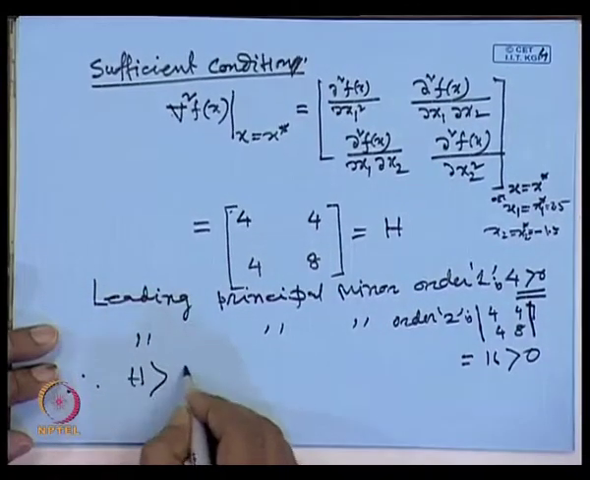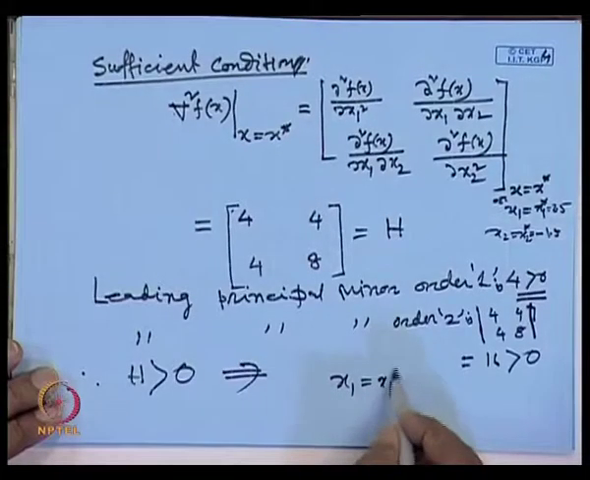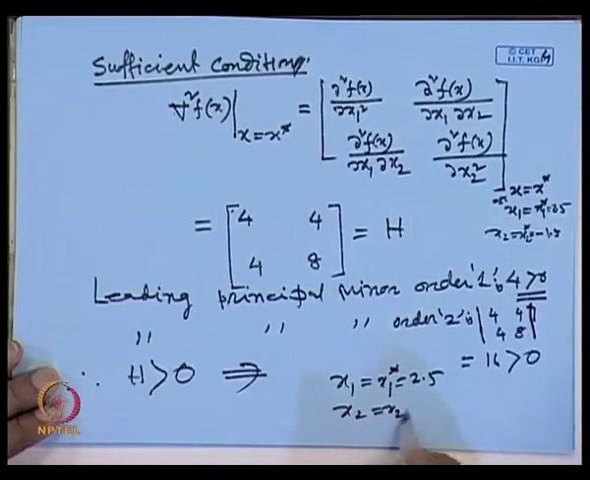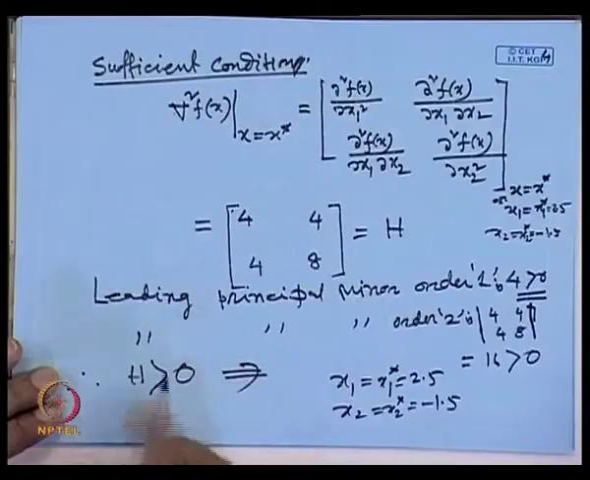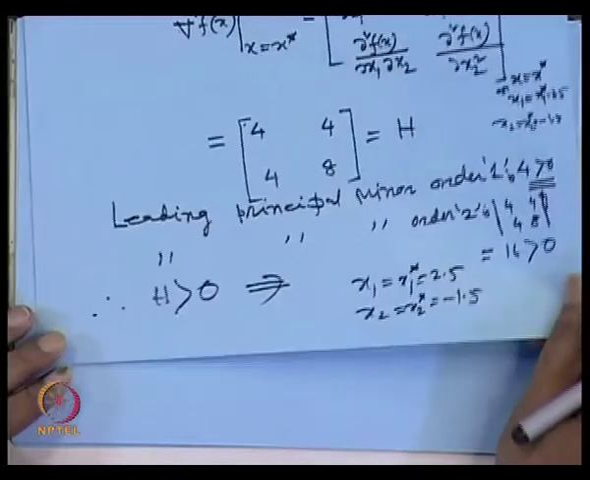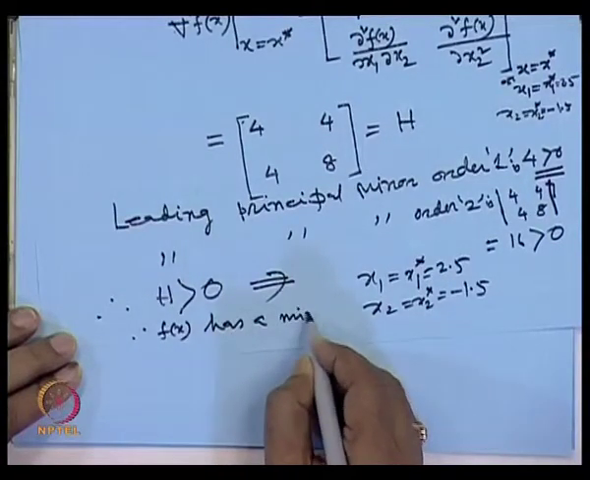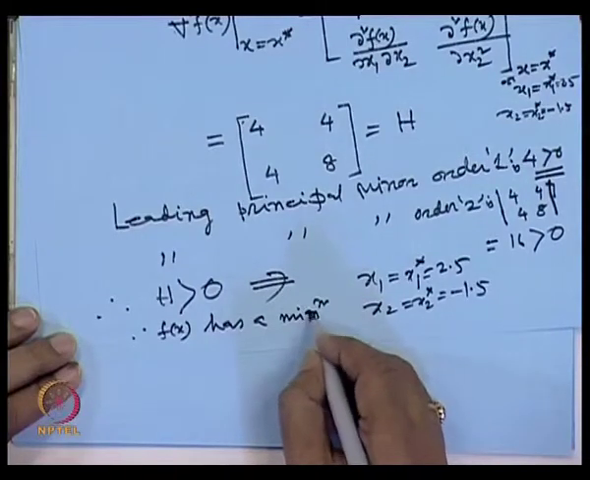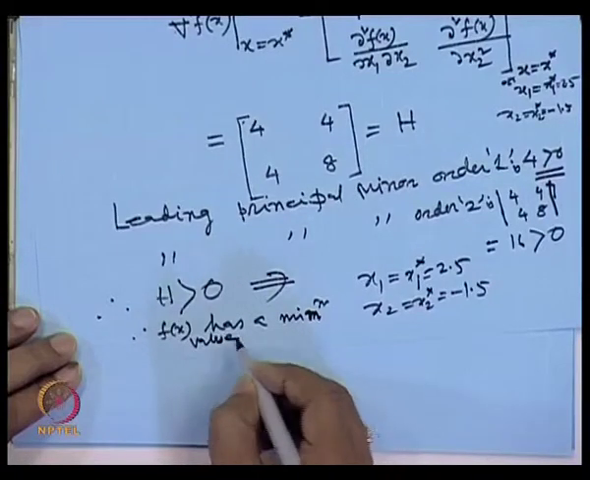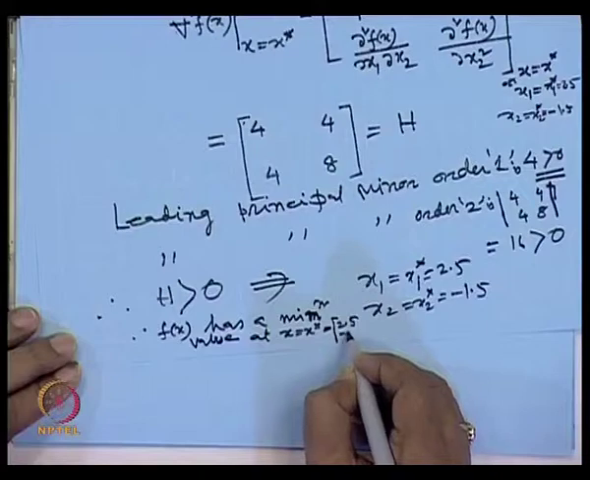Therefore, our H is a positive definite matrix, which implies that the function attains its minimum value at x 1 equal to x 1 star, meaning 2.5, and x 2 equal to x 2 star, 1.5. At this point, the function value attained is the minimum value of the function, since this is a positive definite matrix. So, our conclusion is that f of x has a minimum value at x equal to x star, which is 2.5, minus 1.5 at this point.